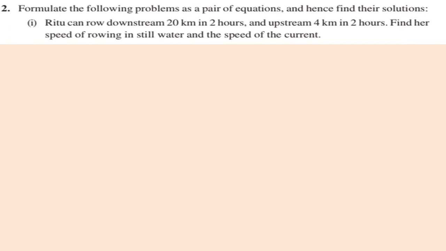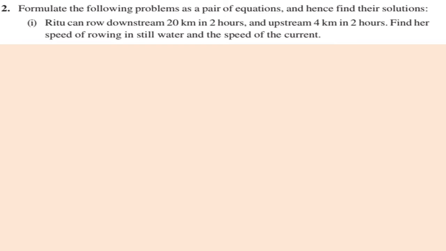Question number 2. Formulate the following problems as a pair of equations and hence find their solution. In that, question number 1, Ritu can row downstream 20 km in 2 hours and upstream 4 km in 2 hours. Find her speed of rowing in still water and the speed of the water current. The mathematical situation is given. We have to frame the equation.